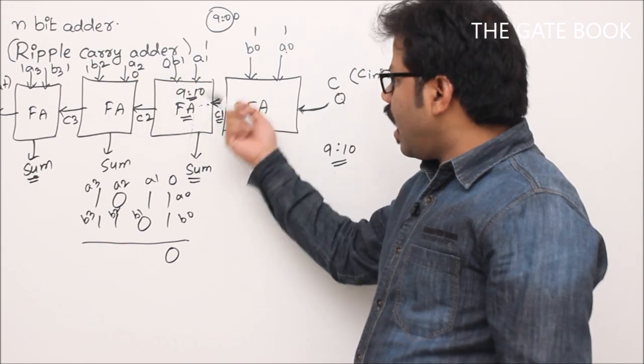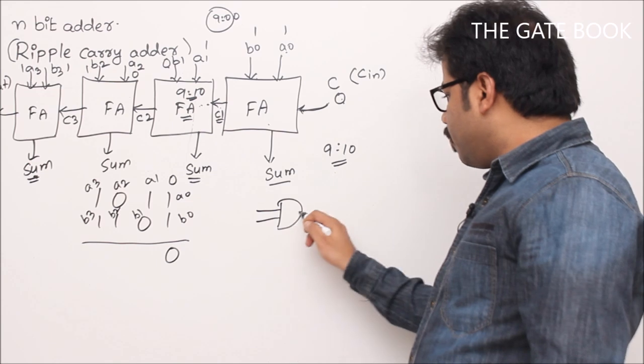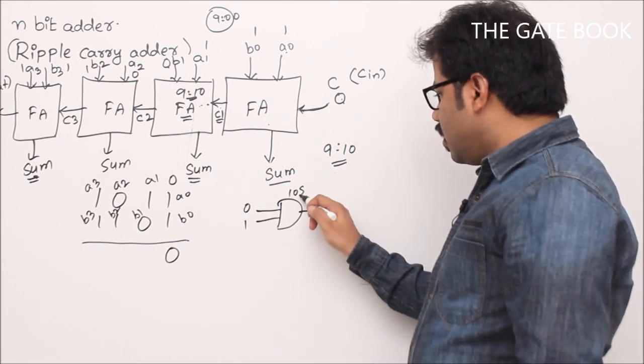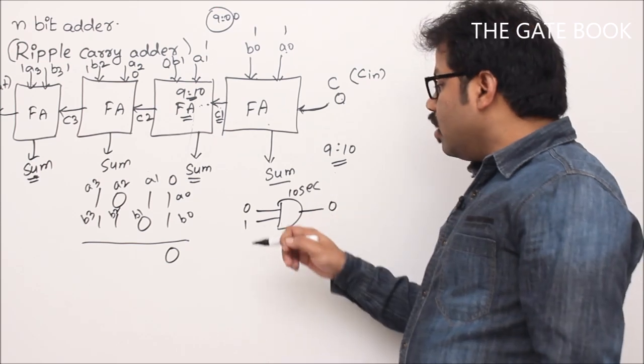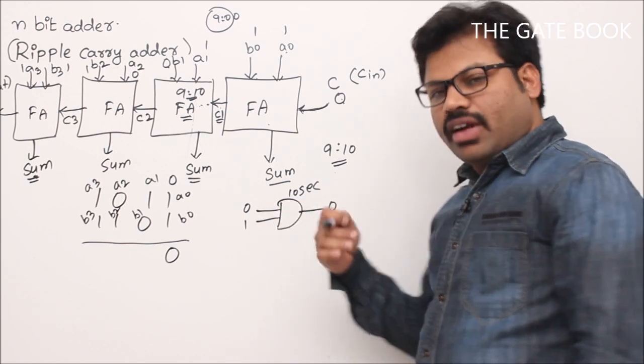Then 0 1 will be added again. So remember one thing, when you have an AND gate and you give input 0 1, if it outputs immediately after, let's say, 10 seconds, then the circuit will be working continuously for those 10 seconds.